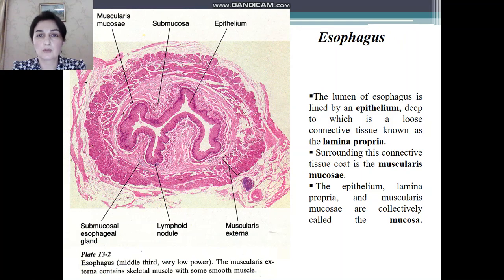In the upper portion of the esophagus, there are just skeletal muscles. In the middle third of the esophagus, we will see both kinds of muscle, smooth muscle and striated muscle. And in the lowest third of the esophagus, we will see just smooth muscle tissue. Surrounding the muscular coat, we will see the adventitia, which is connective tissue.